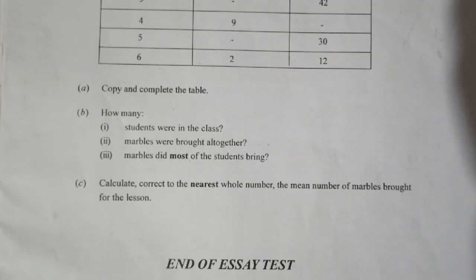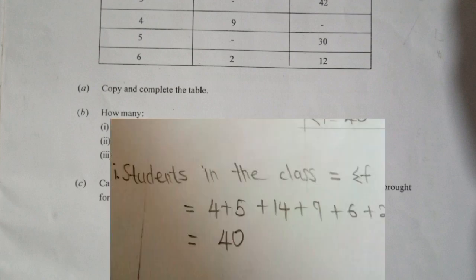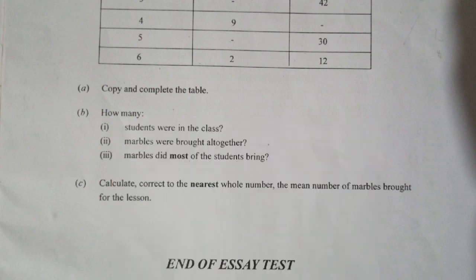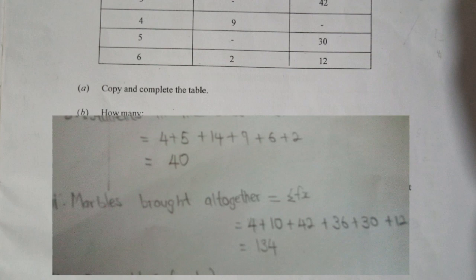Next one. (b)(i) How many students were in the class? So the number of students in the class is the sigma f. So 4 plus 5 plus 14 plus 9 plus 6 plus 2, we get 40. (b)(ii) How many marbles were bought altogether? So the number of marbles bought altogether is sigma fx. So we add 4 plus 10 plus 42 plus 36 plus 30 plus 12, we get 134.